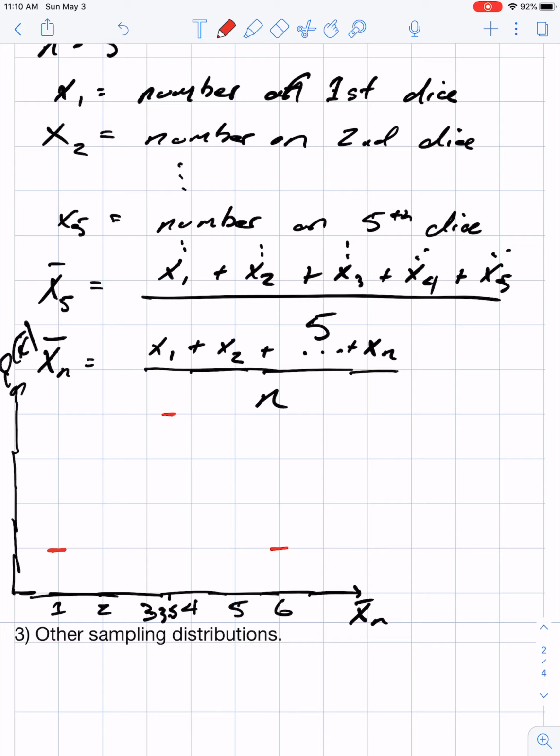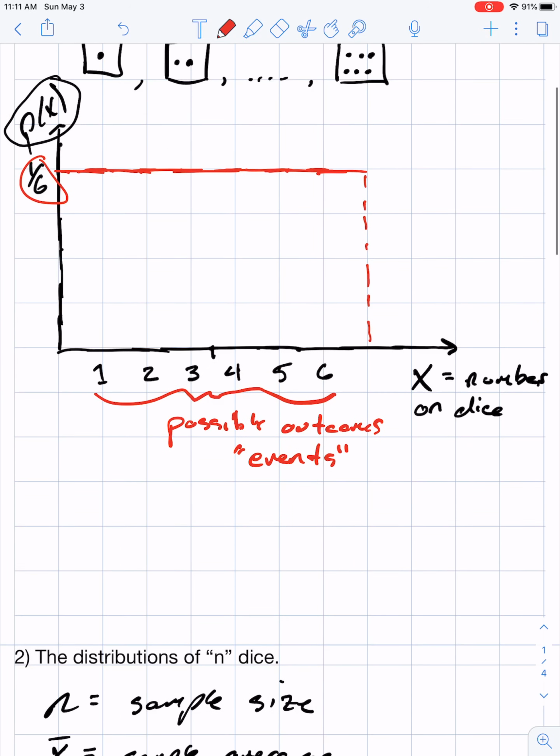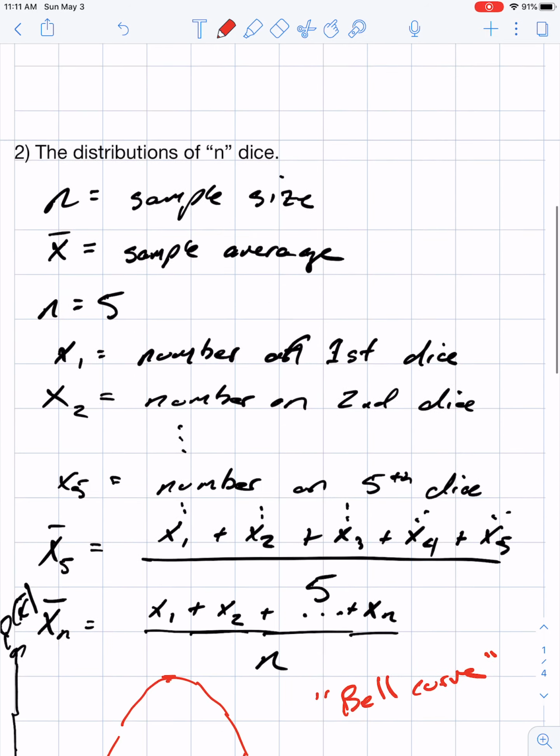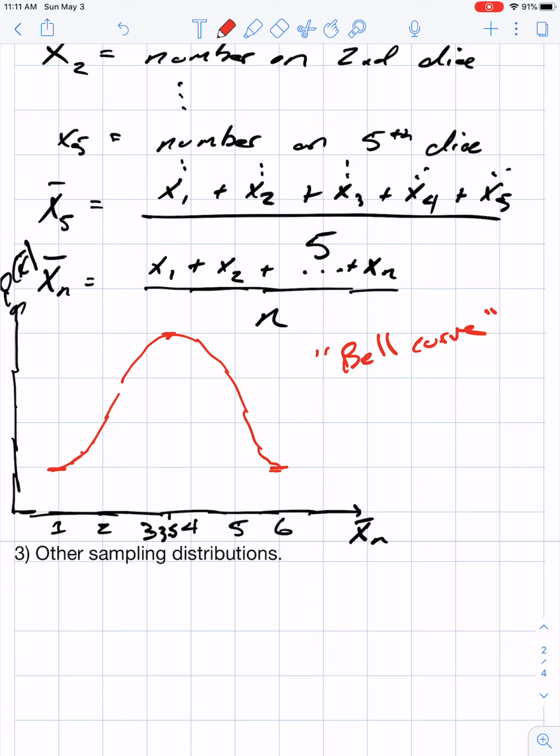Because we don't have to get the same number every time, right? We could get a lot of different combinations of numbers that would add in such a way that when we divide by 5, we get our 3.5. And so the way this probability distribution works is now we get what's called a bell curve, right? So once we go from looking at individual values on a dice, which had a uniform distribution with just a flat line, once we start rolling more die and looking at averages, we get a bell curve.